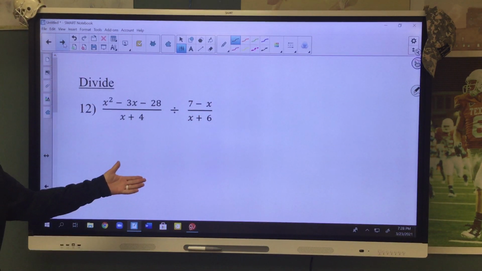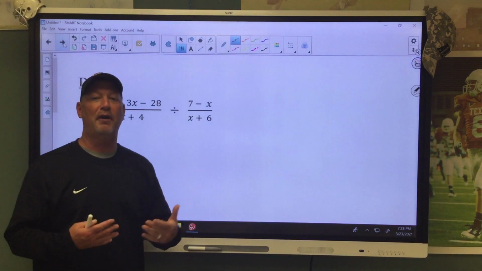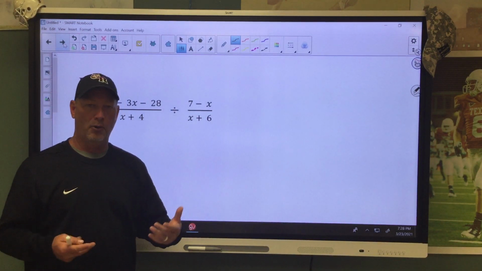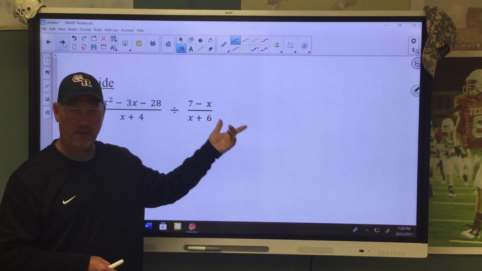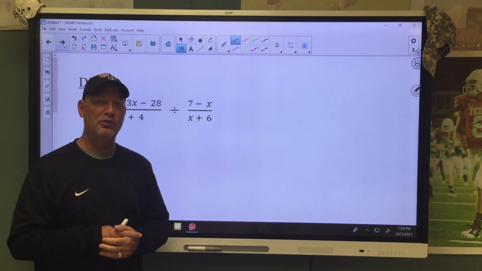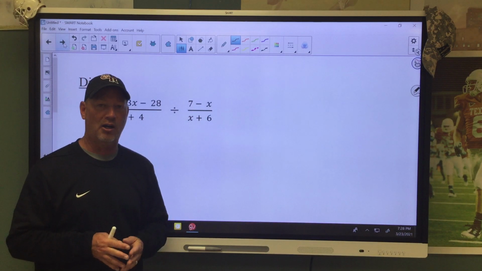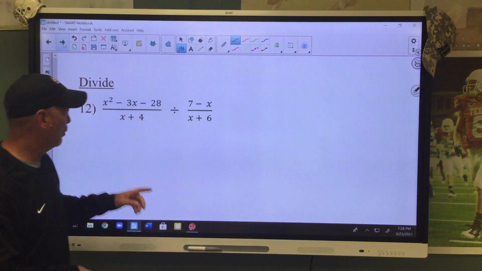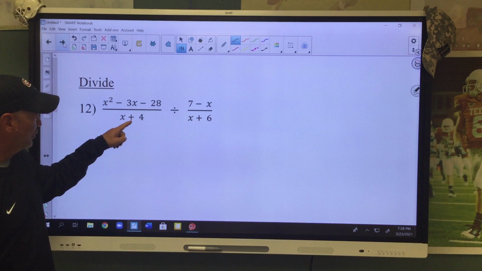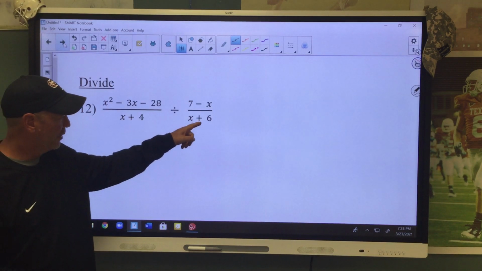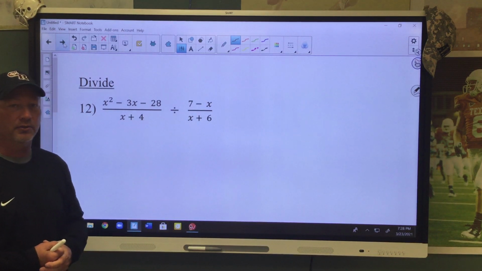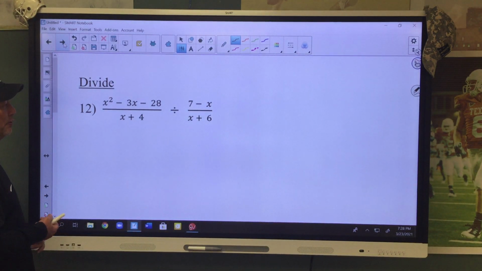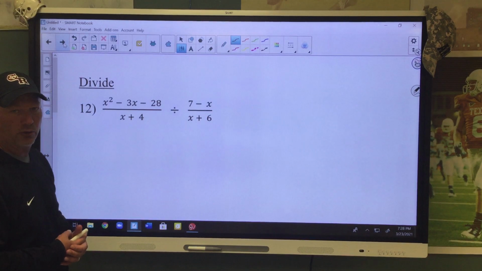This one says to divide. Remember, we don't divide fractions. We're going to multiply by the reciprocal, or change this to multiplication and flip the fraction. But what I do need you to understand is how we're going to find our excluded values. Remember, when we find our excluded values, we will use this denominator and this numerator. Okay, so we're going to use those. All right, before we get going too far, let's find our excluded values.